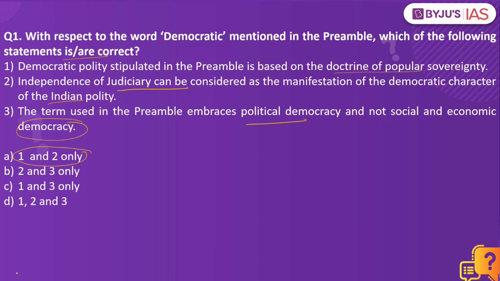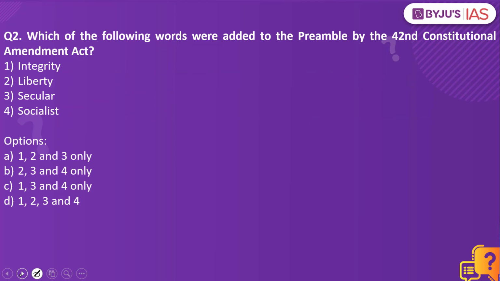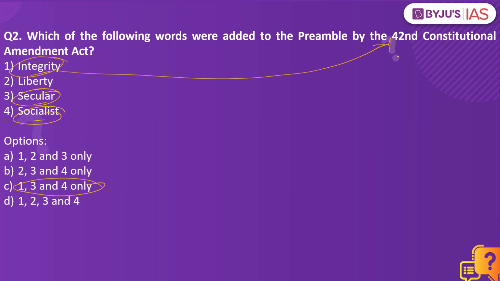Now let's look into the next practice question. Which of the following words were added to the preamble by the 42nd Constitutional Amendment Act? Integrity, liberty, secular and socialist. The answer to this is 1, 3 and 4, which means integrity, secular and socialist were added as part of the 42nd Constitutional Amendment, but the word liberty was not introduced in the preamble with the 42nd Constitutional Amendment.